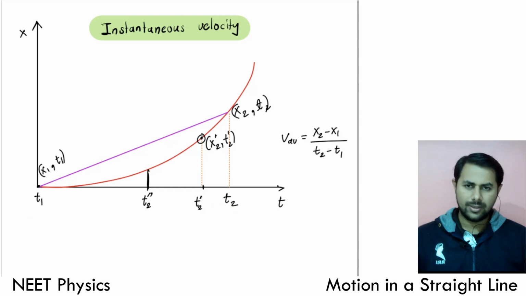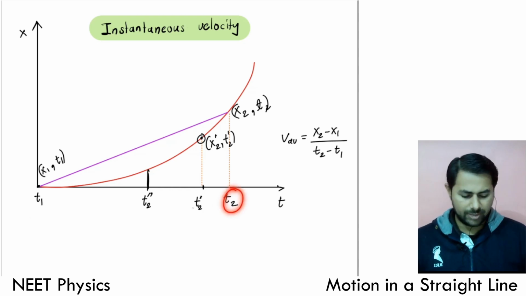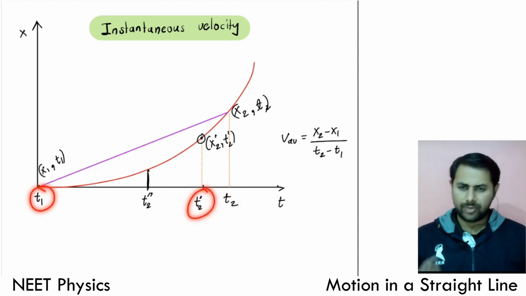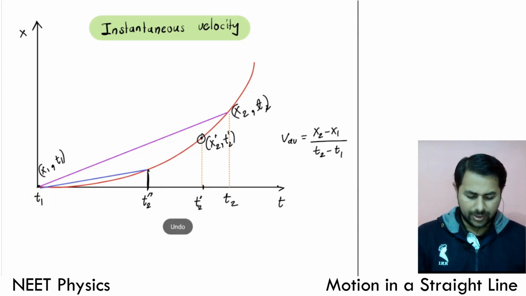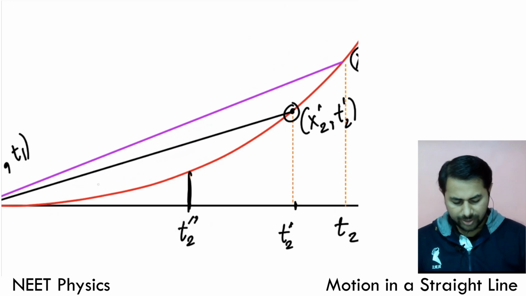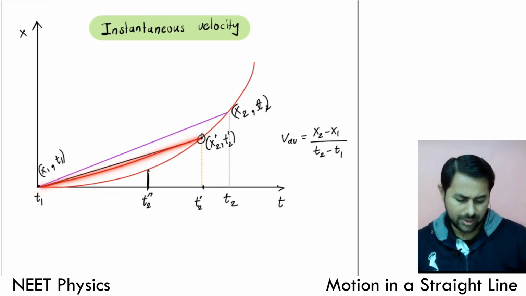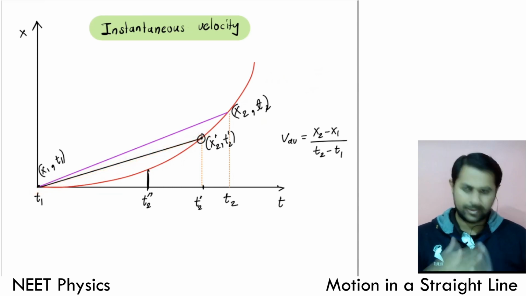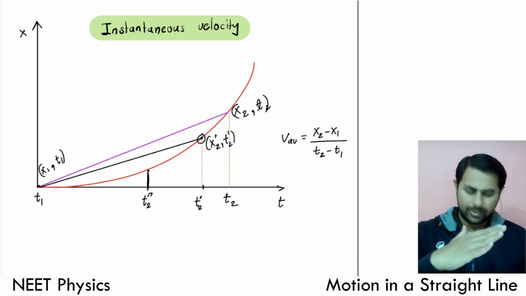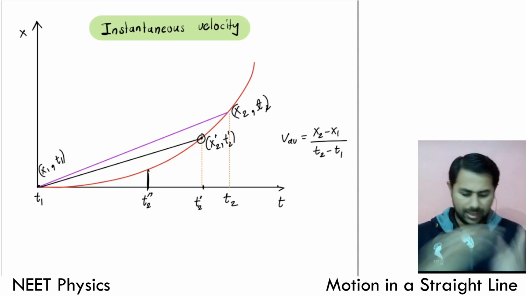Now if you decrease the time interval, so instead of this t2, suppose I take this t2 dash, and I want to find the velocity from t1 to t2 dash, then what happens? You get the velocity which will be given by the slope of this line. This line is again a secant line. It intersects the graph at two points, but you can notice that this line is approaching closer to the graph.